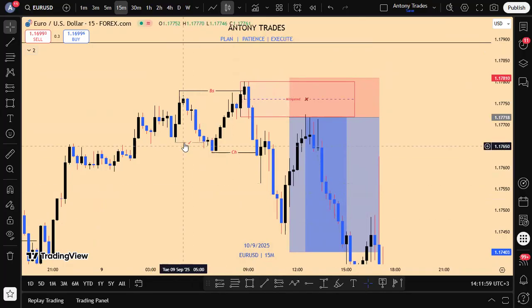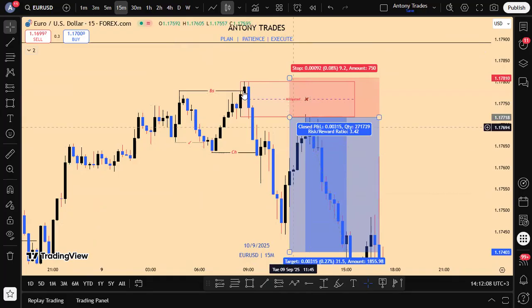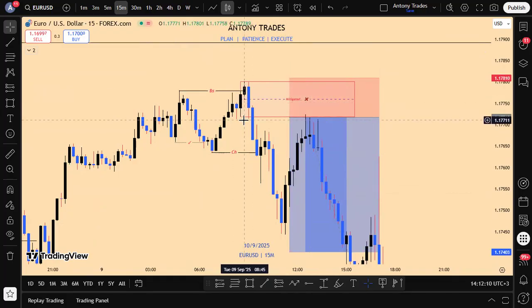We had a sweep of liquidity, then a break of structure. Then later on, we saw this change of character. So this was a very valid point of interest to take a trade. But unfortunately, market never retraced to this order block that I had marked from 15-minute time frame.